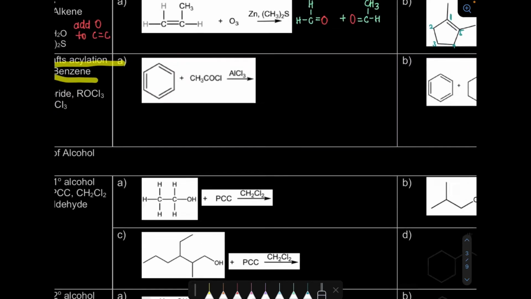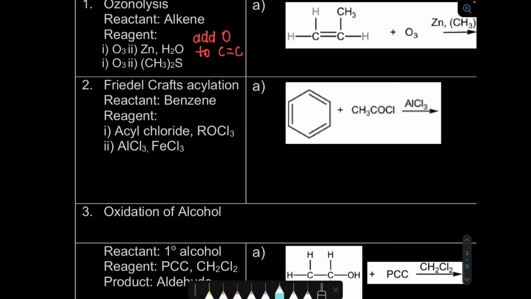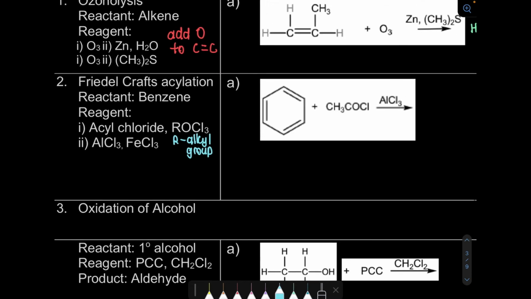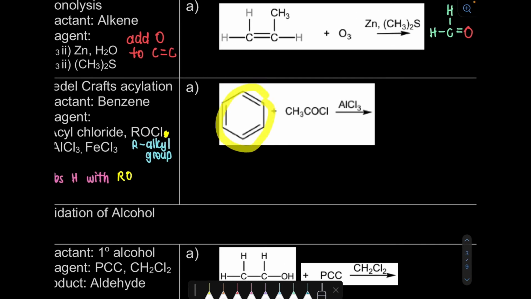Now let's look at Friedel Crafts acylation, which is for benzene. So R is any of your alkyl groups. It could be CH3, CH2, any alkyl group. So how does this reaction occur? We're going to substitute a hydrogen on our benzene with RCO. It's not Cl that we want; we want the RCO. So Cl will substitute and combine with hydrogen.